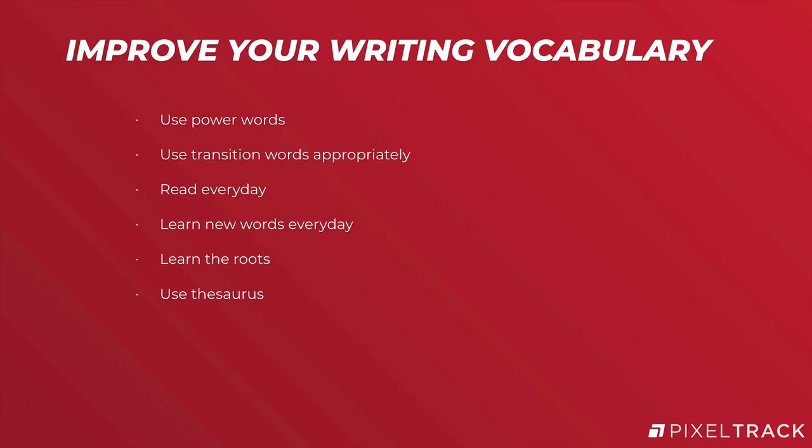Use a thesaurus. A thesaurus is like a dictionary, but it gives you alternate words or synonyms for your words. So use a thesaurus and expand your vocabulary as much as possible. You live in the internet age. You just have to basically Google it to know what other words there are for a particular word.